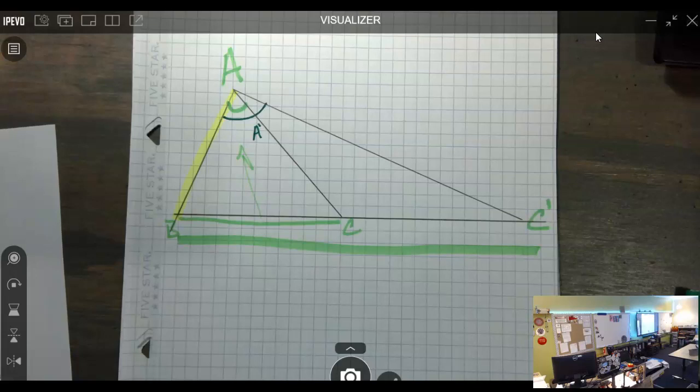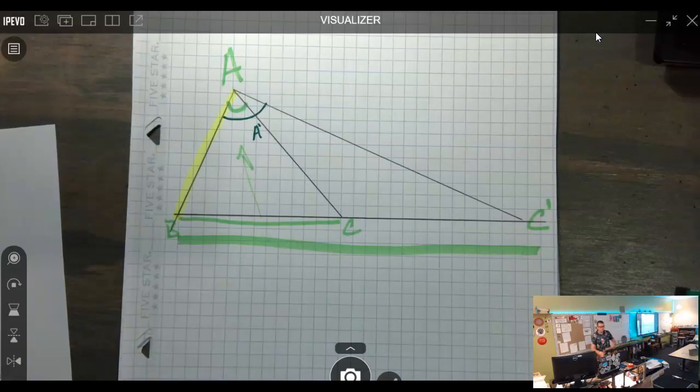So, guys, the Hinge Theorem, these are hinges, right? It's not a mathematician's name. It's the name of the hardware. The Hinge Theorem tells us if we have a triangle and the lengths of the legs adjacent to the angle do not change, and the angle grows, what happens to the opposite side? It grows. That's the Hinge Theorem.